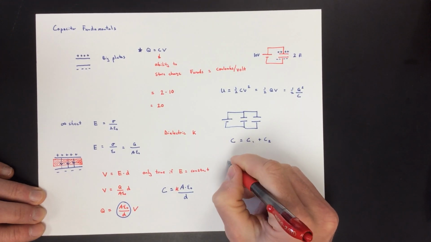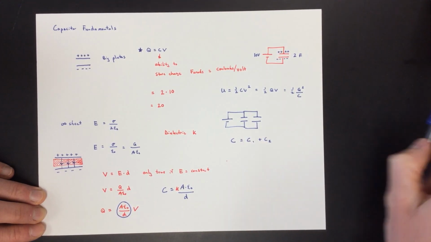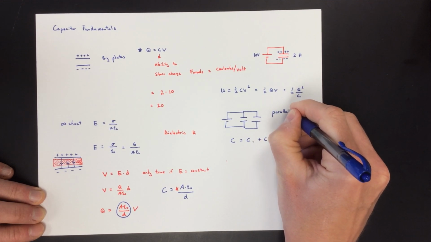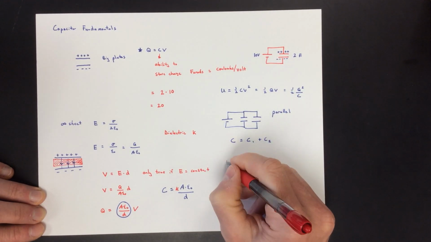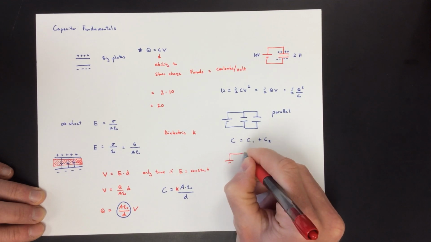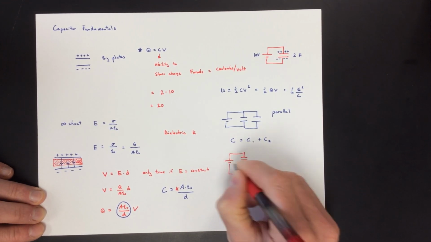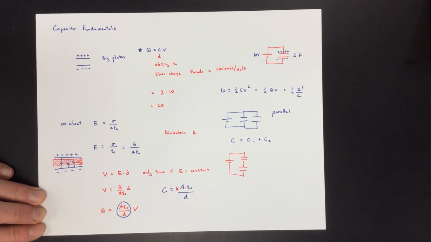If they're in series, okay, this is parallel. That's what we would call things being in parallel. And if things are in series, then they would look something like this. Again, I'm going to go through in a separate video and explain why they add the way they do, but right now I'm just giving you that idea.